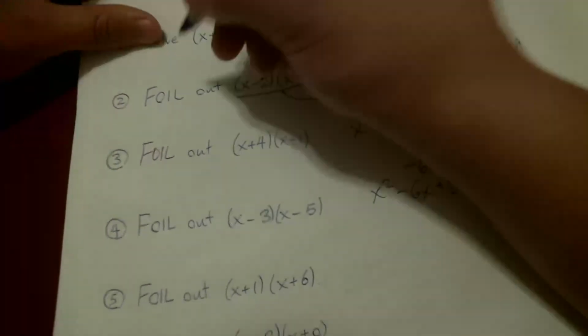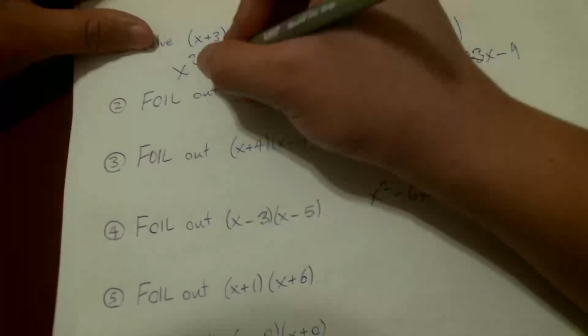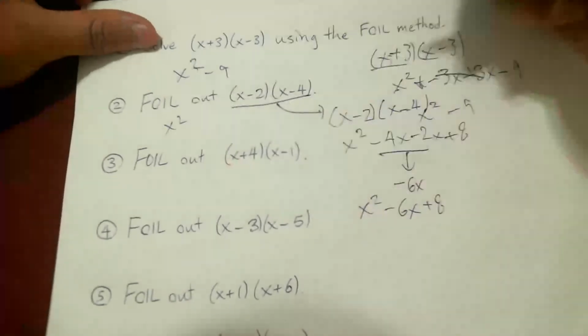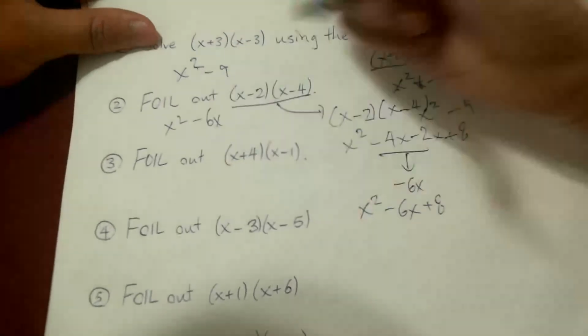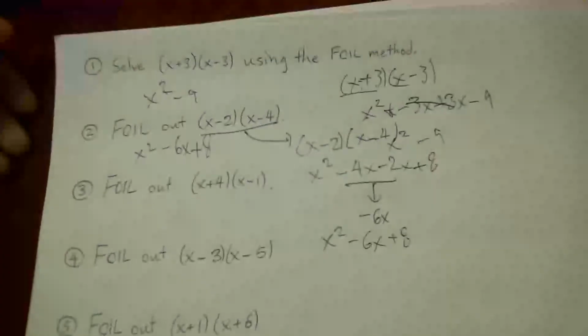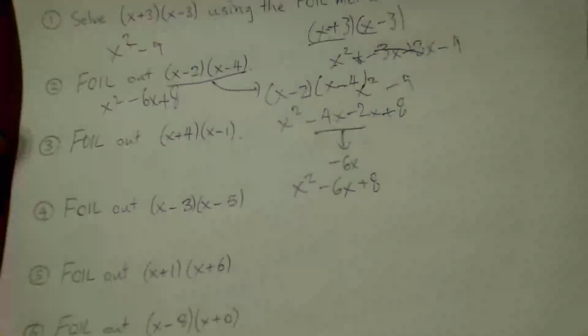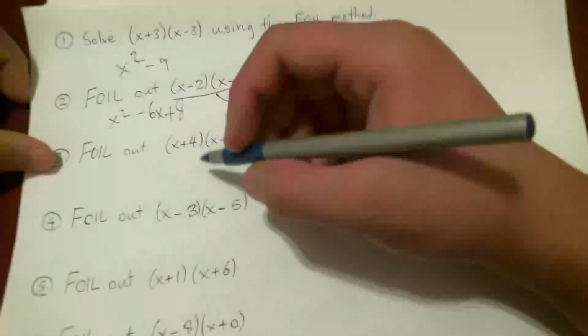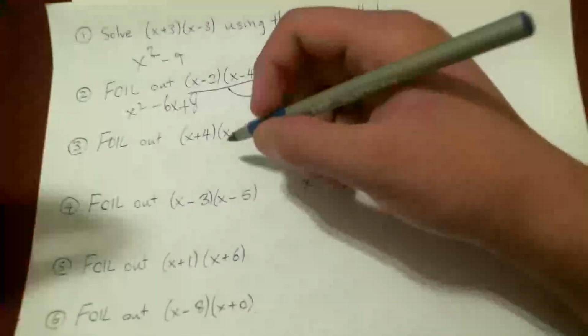I forgot to put this here, so x squared minus 9. And then this one is x squared minus 6x plus 8. So let's go ahead and do the third one. This one asks to FOIL out x plus 4 times x minus 1.